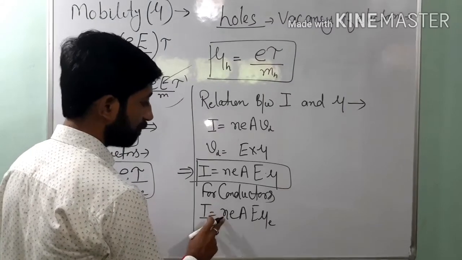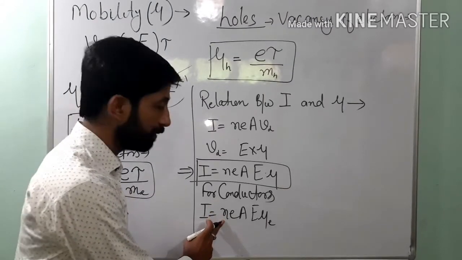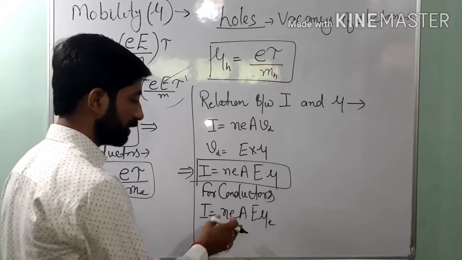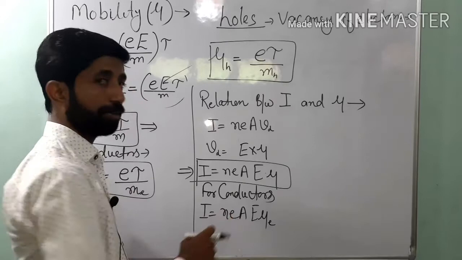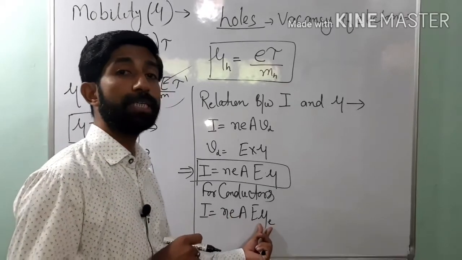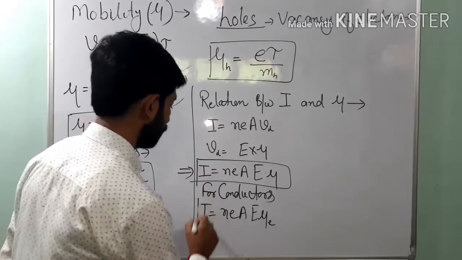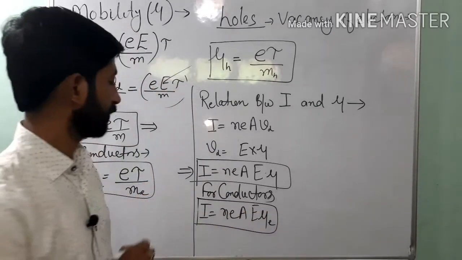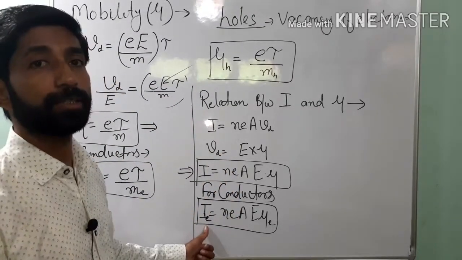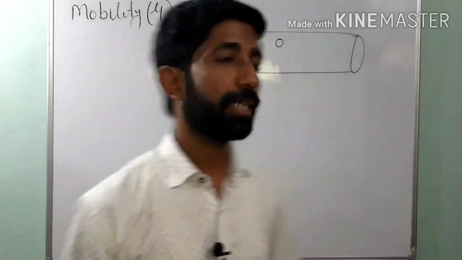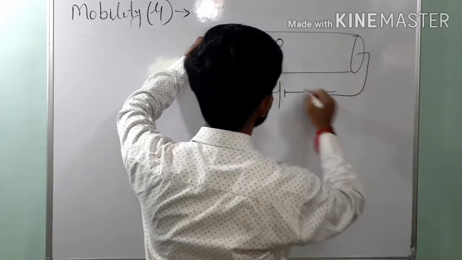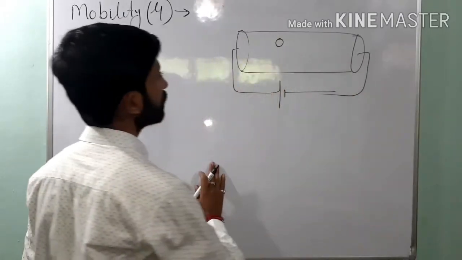Okay, N is the number of electrons per unit volume. We discussed this in the last two videos. e is the charge on the electron or the charged particle, A is the area of cross section of the conductor, E is the applied electric field and mu e is what? Mobility of the electrons. Okay, that is the electronic current or current due to electrons. Okay, now consider a conductor of certain cross section and length as well. So these are holes.